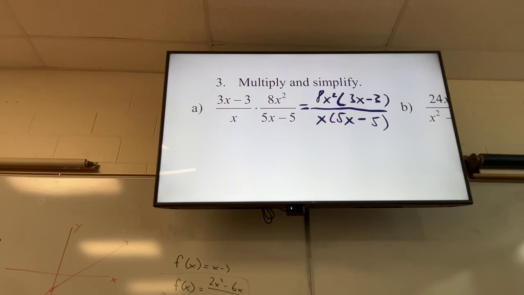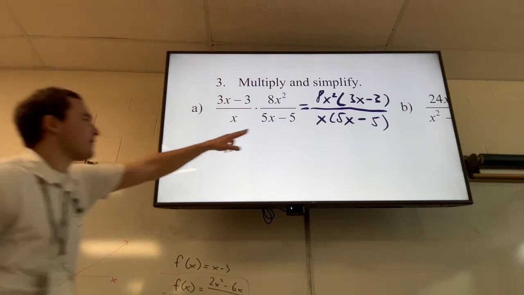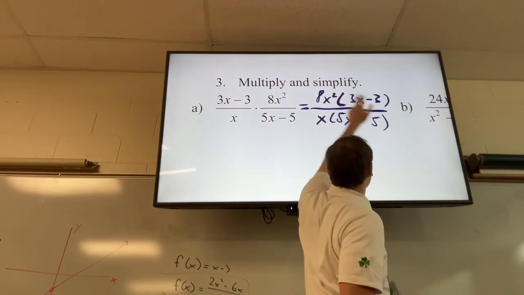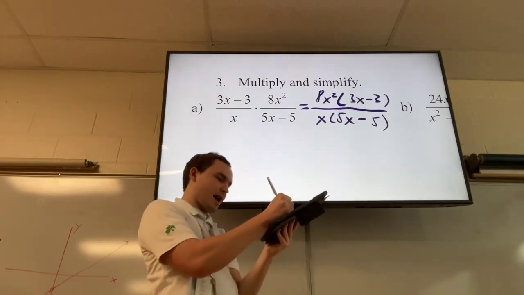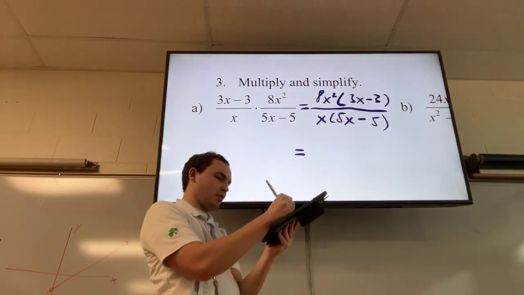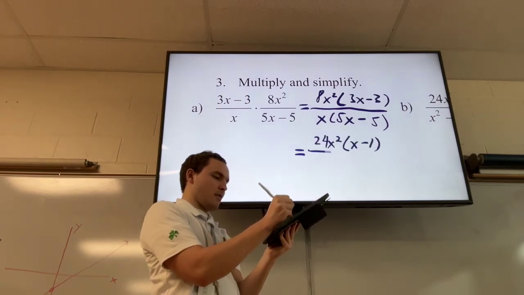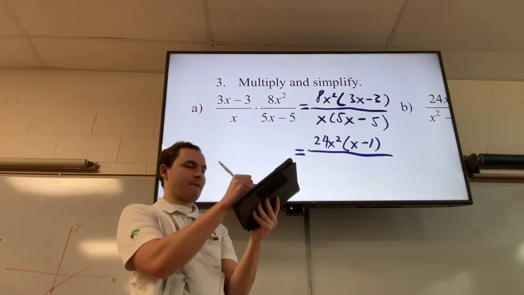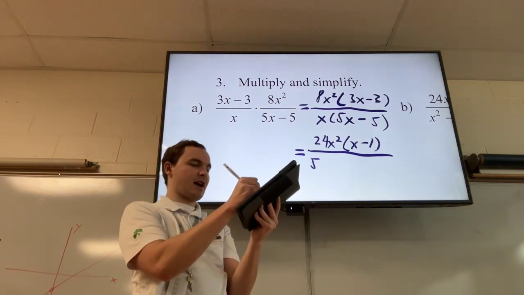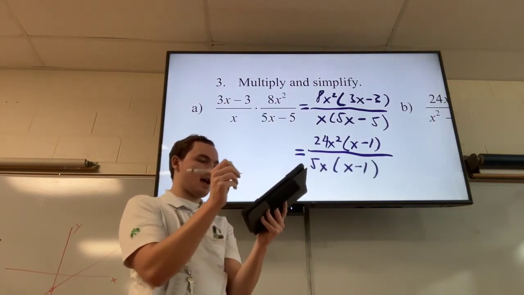Now I'm going to factor the top and bottom. How do I factor the top? Is there a GCF there? Yeah, there's a GCF inside these parentheses here, so I can pull a 3 out. So that factors to 24x squared times x minus 1, okay? What do I pull out in the bottom? A 5, yeah, so that's 5x times x minus 1, okay?